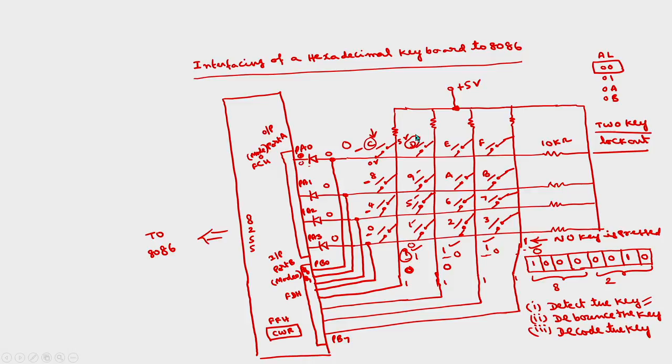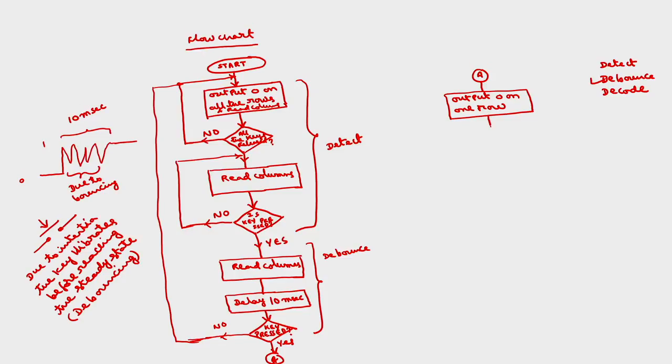Is it clear? You send a 0 on any particular row and check all the columns. At any column, if I get 0, then the key present at the intersection of that column and that row has been pressed. This is the logic to decode the keys. Then read the columns. Is a key found?